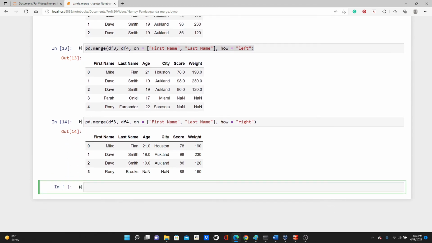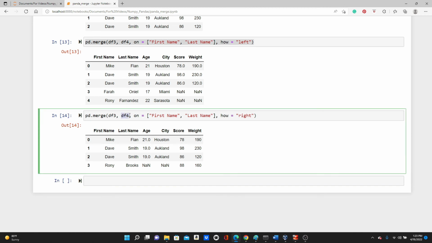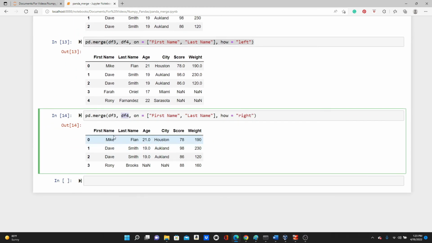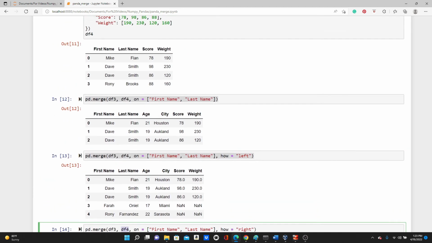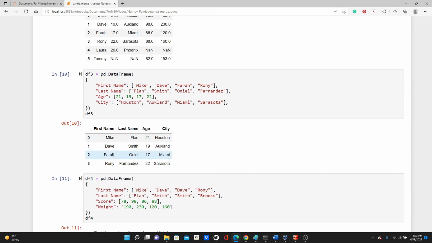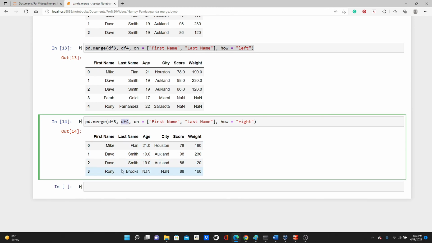Okay, in right side, when we do the merge on right, that means it's doing merge using the DF4. So we are going to get all the names from DF4 first. Mike, Dave, and Ronnie Brooks. And from DF3, we will only get the information that are common with DF4. Okay, Mike, Dave, and Dave. Okay, no Farah and Ronnie. So we didn't get Farah and we didn't get Ronnie Farnandez from DF3. We only got Ronnie Brooks because that's present in DF4.